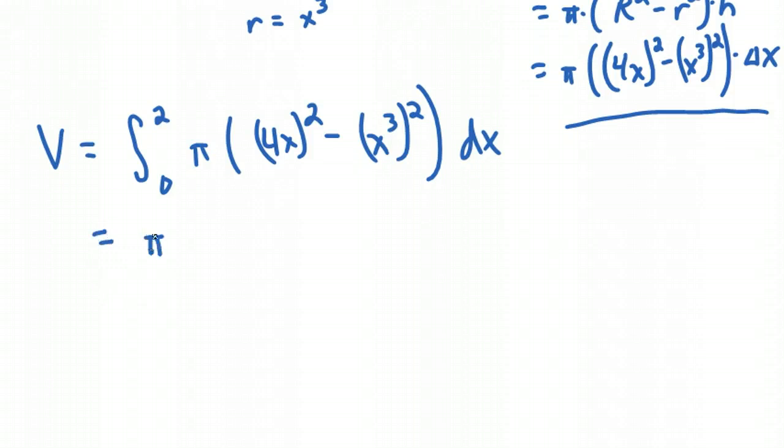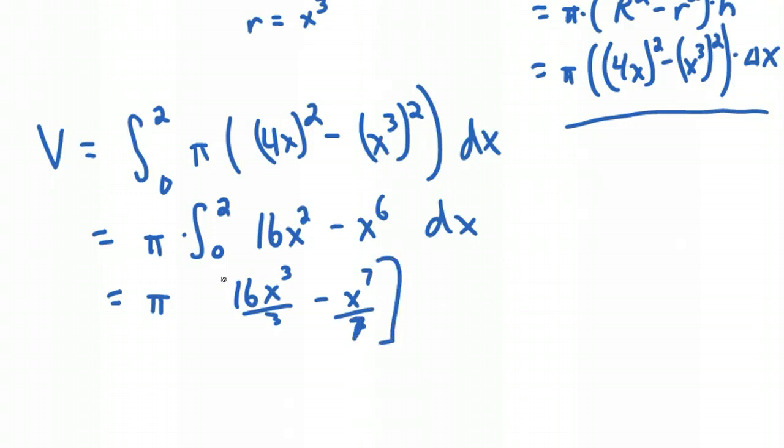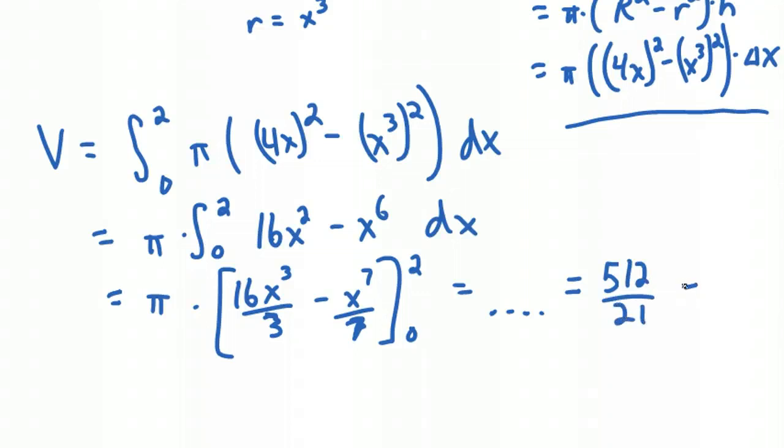So let me at least get you started here. Let's take the pi out front and integrate from 0 to 2 of 16x squared minus x to the 6th dx. I'm just simplifying the function that we're integrating. If we do the integral, we get 16x cubed over 3 minus x to the 7th over 7, and we evaluate from 0 to 2. Plug in 2 everywhere you see an x, and then plug in 0 everywhere you see an x and subtract. You can try to work it out yourself, but I did this, and I got 512 over 21 times pi.